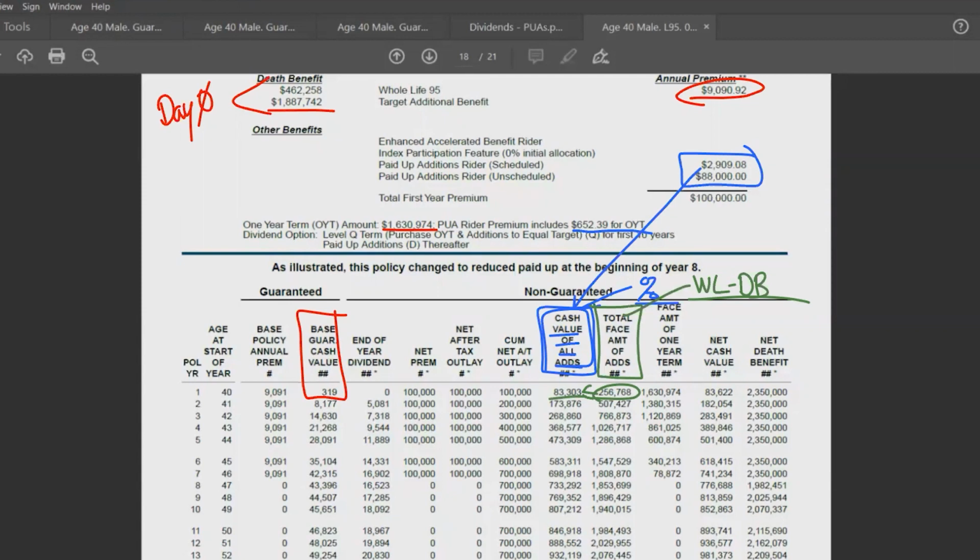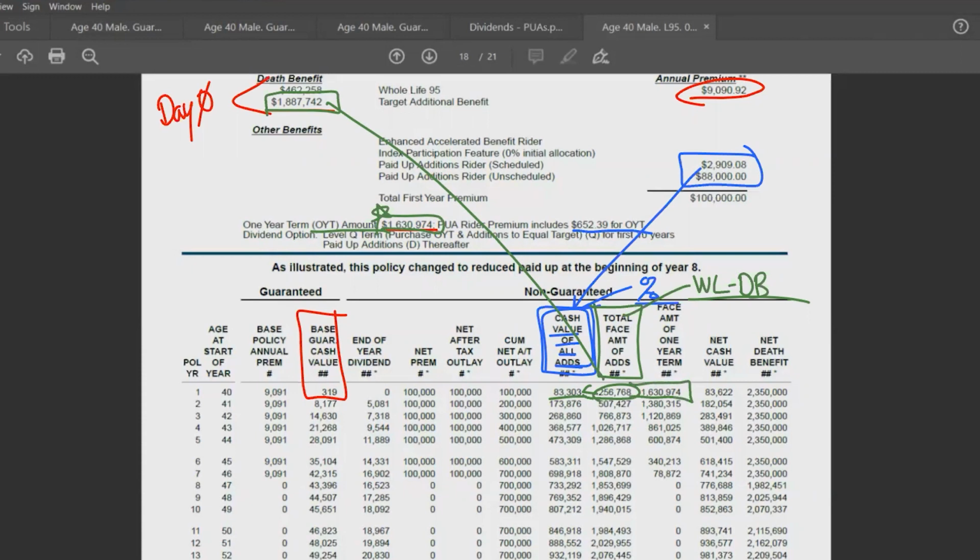$256 and change. If you take this number back to the 1-year term amount, let's start with this number, the 1-year term on day 0, subtract it by the $256 and change, guess what you get? This, which you'll also see here, the next column to the right, face amount of 1-year term.